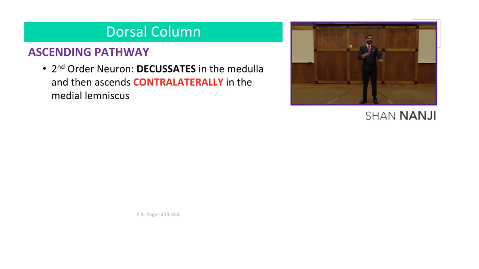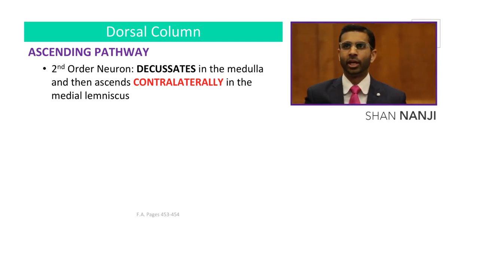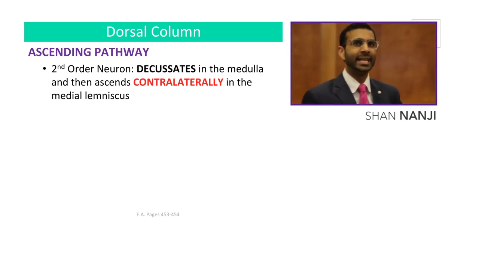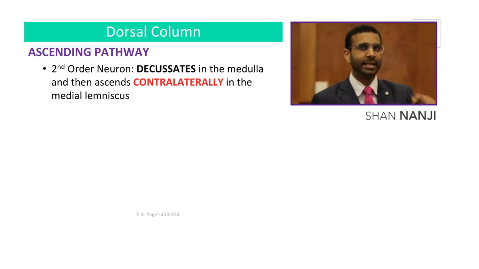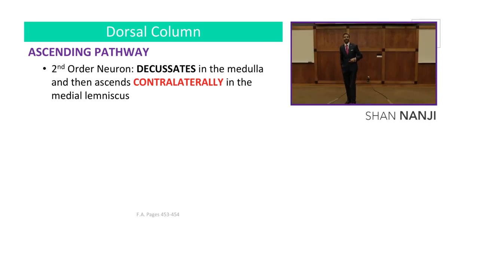So now, because it decussated, it has crossed over, and now instead of being same side, ipsilateral fibers, they are opposite and contralateral, and they are ascending now to the medial lemniscus. So they decussate in the medulla and ascend contralaterally in the medial lemniscus.